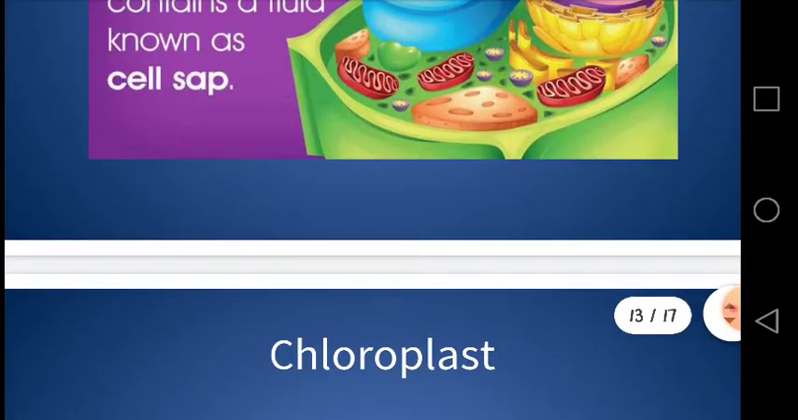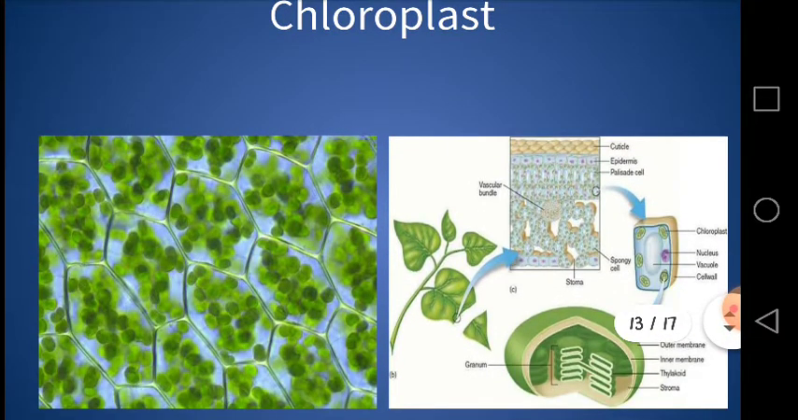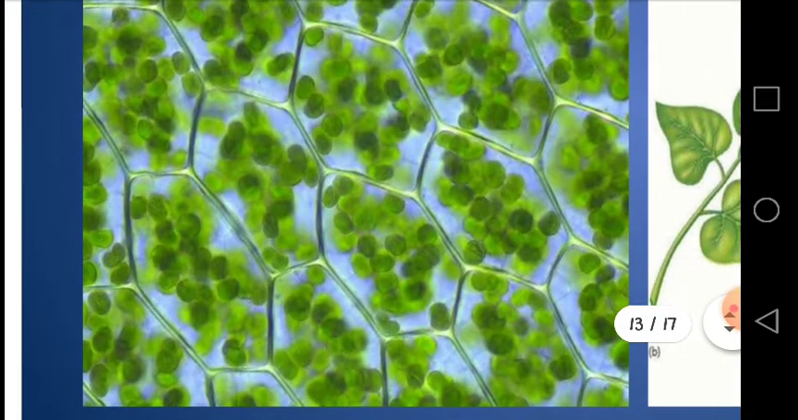Now we are focusing on another important structure of the plant cells, that is the chloroplast. I have selected two diagrams for you regarding the chloroplast. Now you can see the chloroplast present in these plant cells, and it gives the green color because the chloroplast has the ability to reflect the green light back. So that's why plants usually look green.